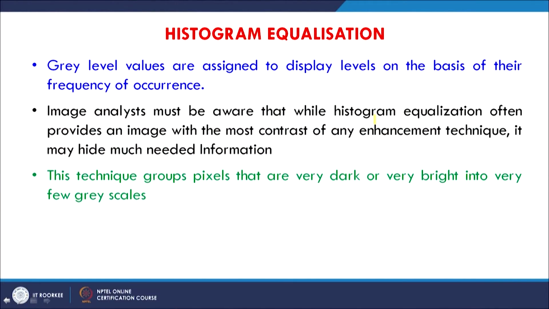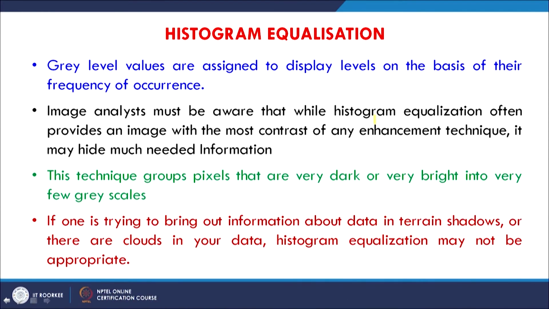However, it may sometimes hide needed information which is in the tail of your histogram, or the less frequent pixels. This technique basically groups pixels that are dark or very bright into very few grayscales, because while doing the redistribution, it reduces their importance. So, one has to remember that.